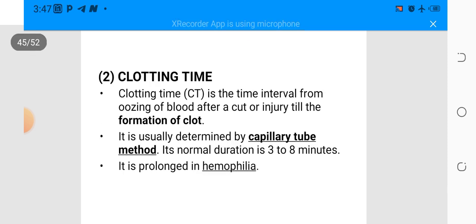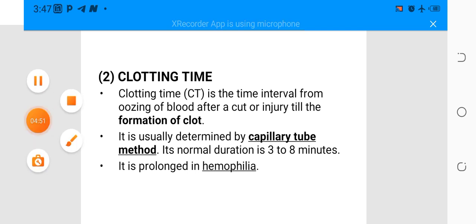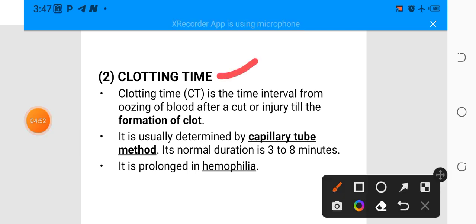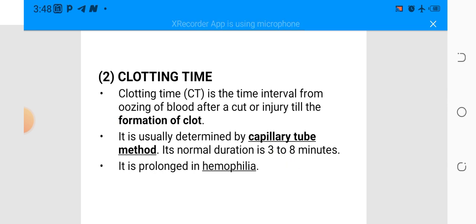And then we have clotting time. Now, what is clotting time? Remember, clotting time is the time interval from the oozing of blood after a cut or injury till the formation of a clot. It is usually determined by the capillary tube method, and the normal is 3 to 8 minutes. It is prolonged in hemophilia.